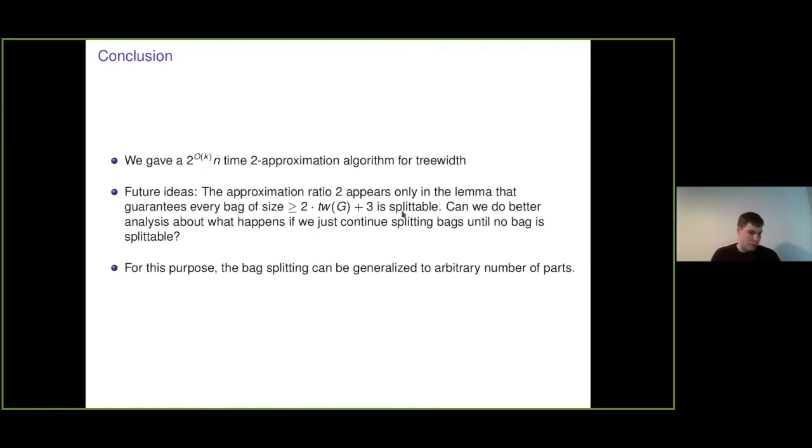But can we do a better analysis of what happens if we just continue splitting everything until we cannot split anything? What does the tree decomposition look like at this point? And maybe for special graph classes, can we get better bounds for the approximation ratio? I don't know. Also, for bag splitting, we had 3 components, C1, C2, C3, but it can generalize to any number of components you need.